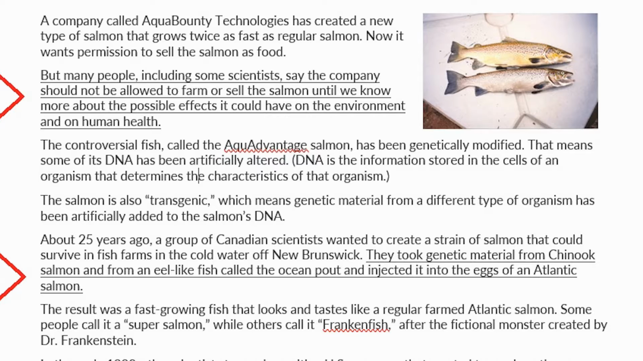The salmon is also transgenic, which means genetic material from a different type of organism has been artificially added to the salmon's DNA. That's very odd to me, combining different creatures' DNA together. Kind of sounds Frankenstein-ish. Yes, very Frankenstein-y.